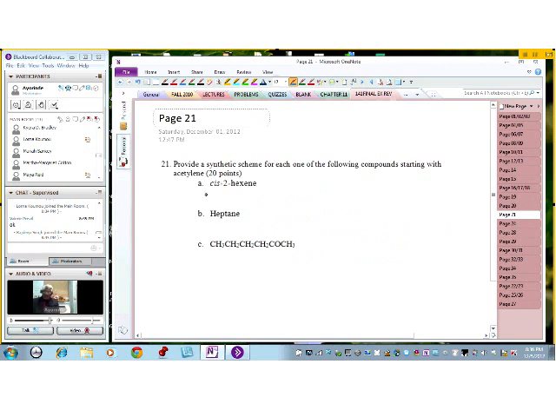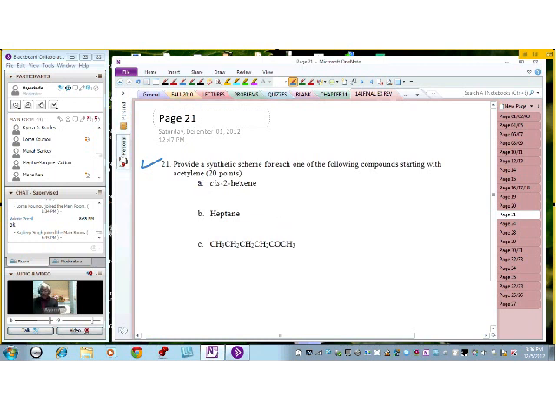Okay, let us see here. Jaconda, go ahead and read this question for us. Provide a synthetic scheme for each one of the following compounds, starting with acetylene. Okay, thank you, very good.